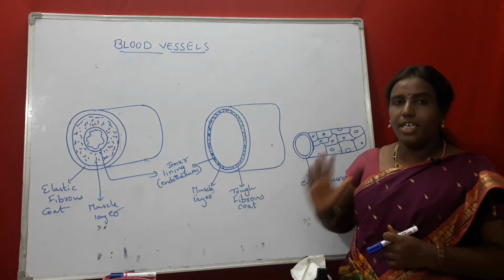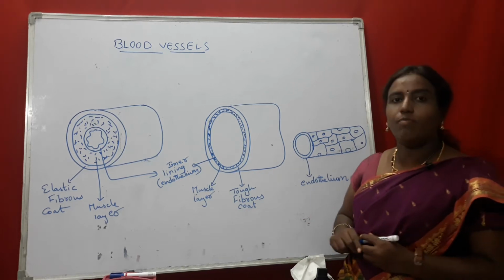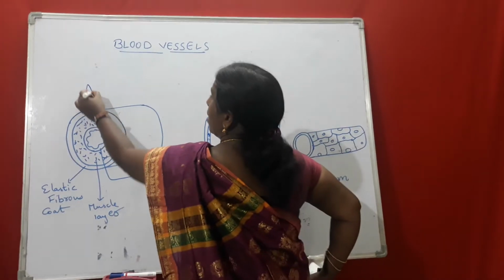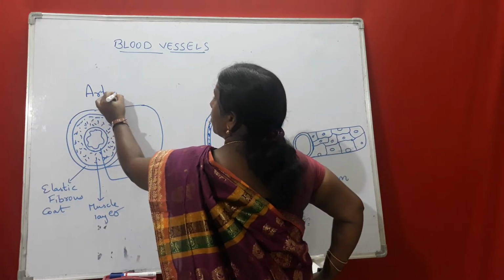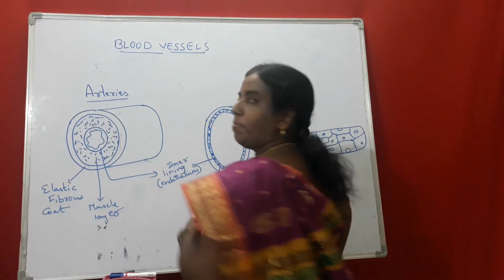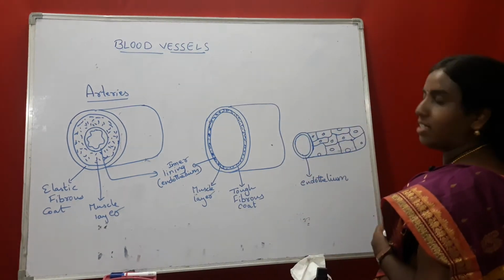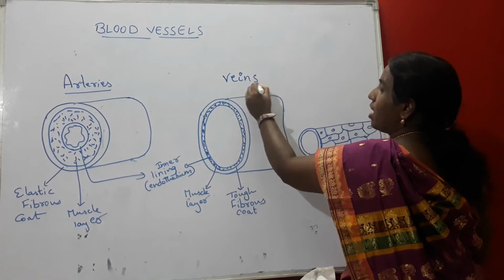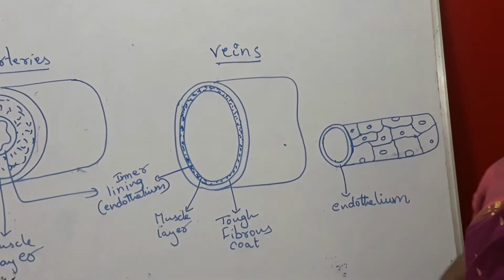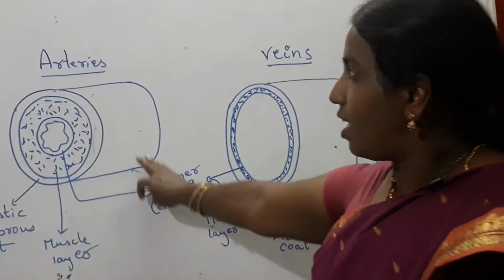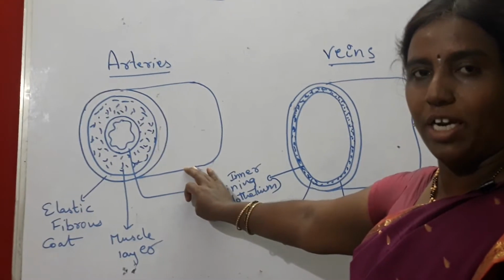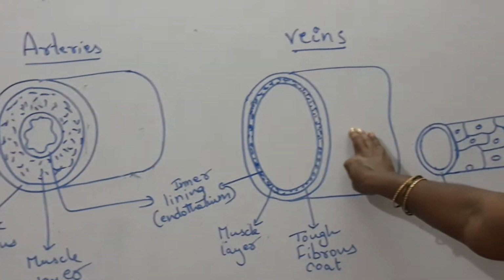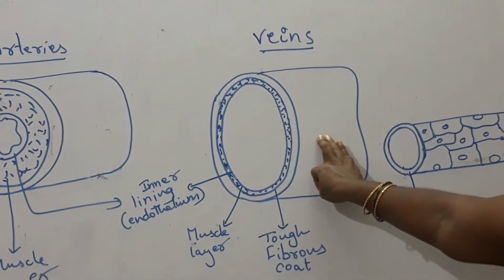Mainly, there are two types of blood vessels. The first type of blood vessels are arteries. The second type of blood vessels are veins. So, arteries are the first type of blood vessels, and veins are the next type.